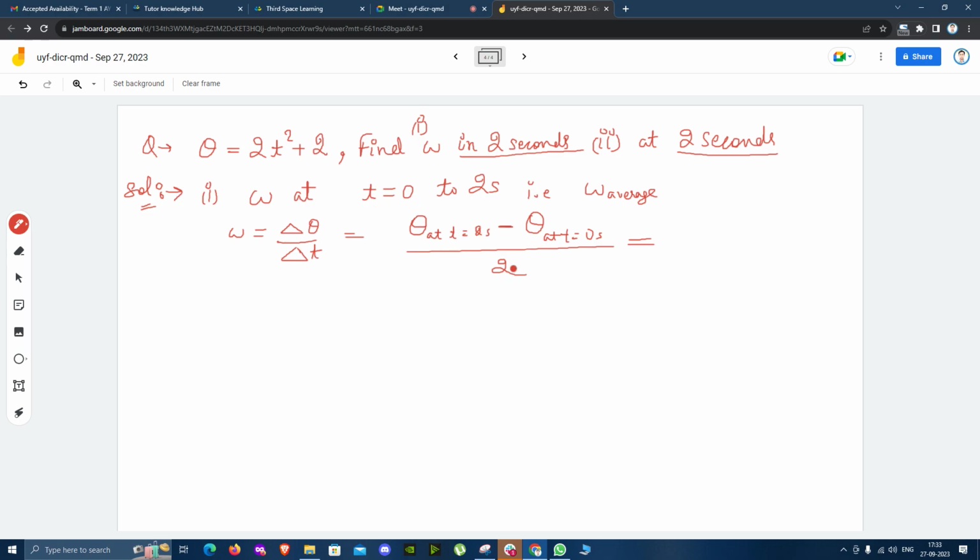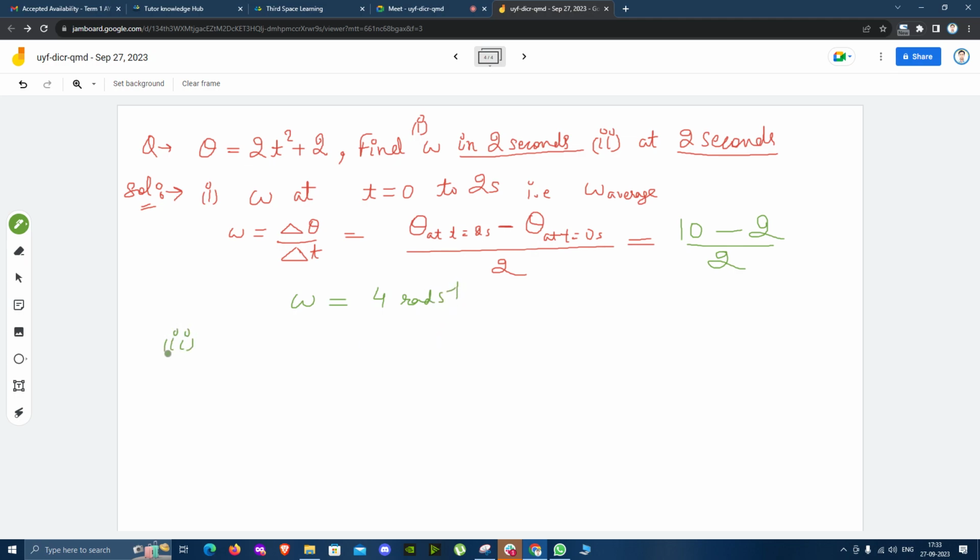Now you can see that at t equal to 2 seconds, you can put the value t equal to 2 here. So it will be simply 4 twos are 8 plus 2, 10, take away at 0, put t equal to 0, it will be 2 only, then divided by 2. So the angular velocity in 2 seconds is on average 4 radian per second.